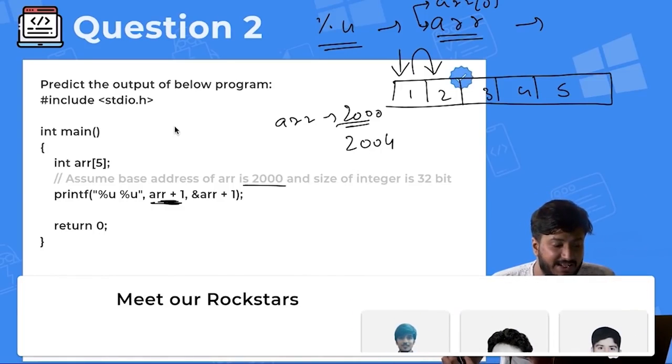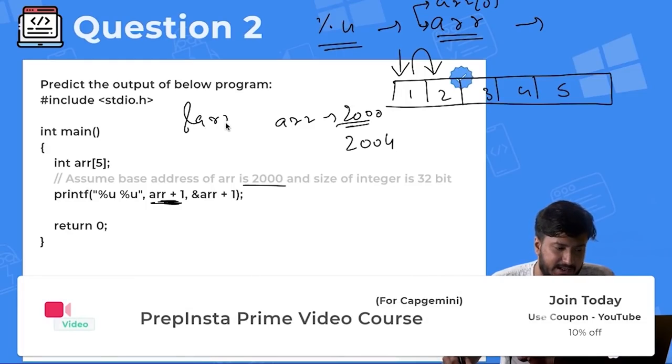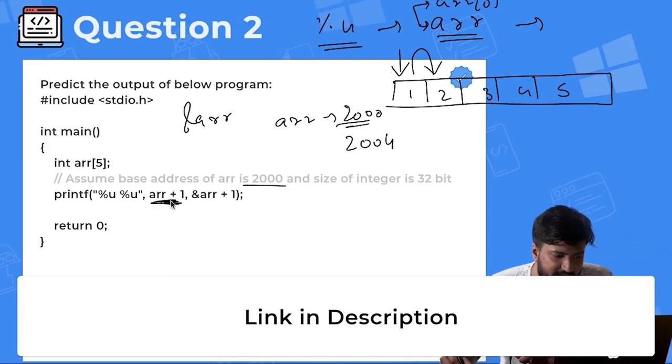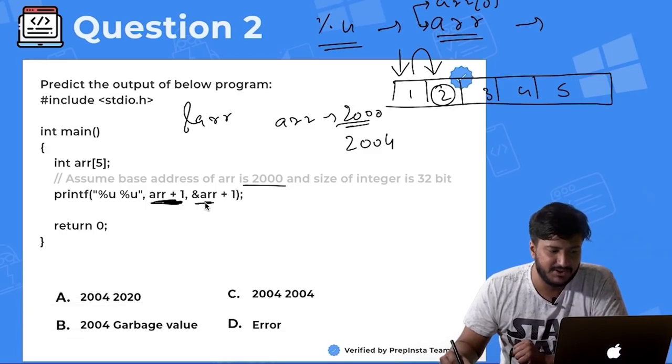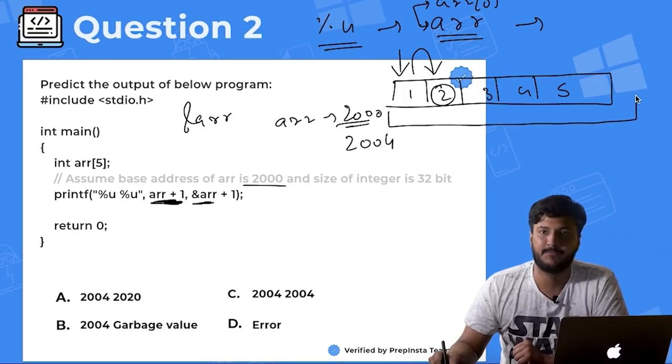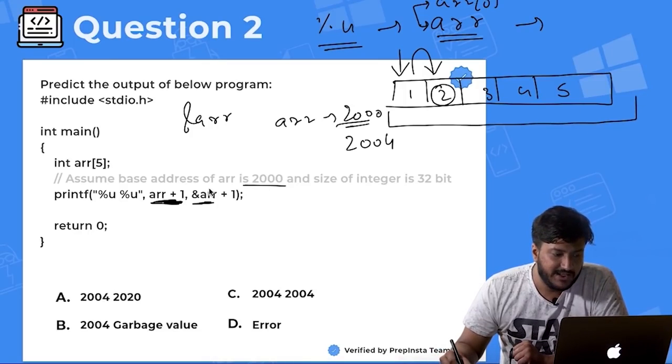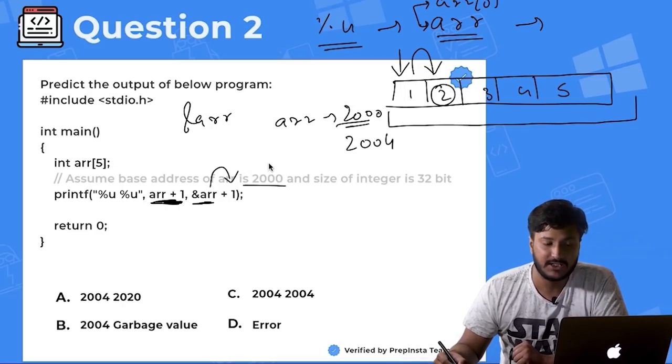However, when you say ampersand ARR, in the previous case I was talking about ARR plus 1. I was just talking about this. But when I say just ampersand ARR, I am talking about this whole array, right? So when you add 1 to the whole array, or the address of the whole array, you're going to get the starting address of the next memory.